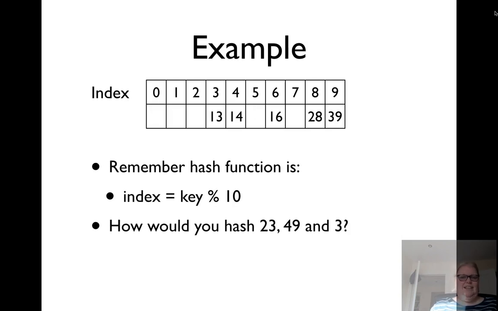Okay. As an example, back to our previous one, we had our perfectly directly addressed hash table, but what if we want to add some more data in? What would happen if we add in 23, 49 and 3? So let's just try 23. Okay, 23 modulus 10 is 3, and I've already got something in that box. I've already got 13 in there. I don't want to take the 13 out because I'm still storing that data. So what do I do?